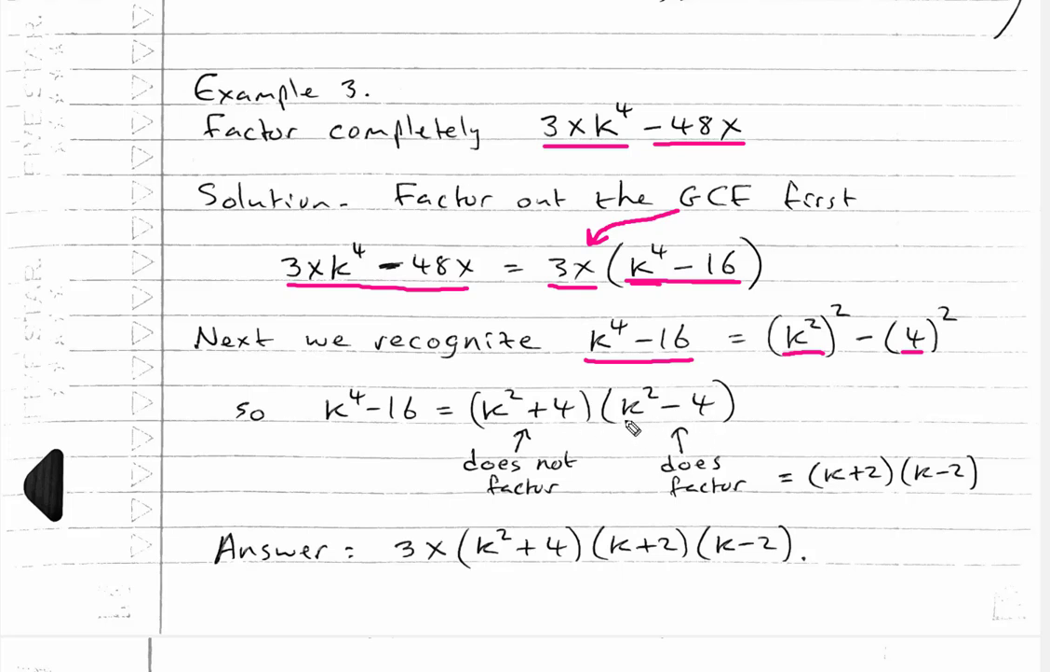But here we have a difference of squares again. Yes, so it's k squared minus 2 squared. So we can factor this again: k plus 2 times k minus 2.